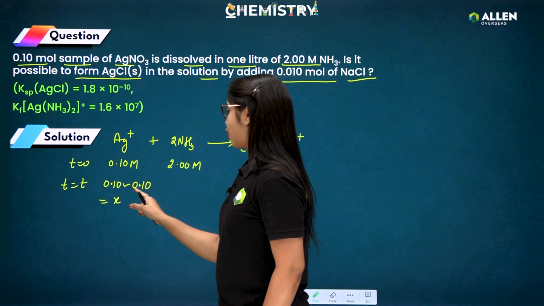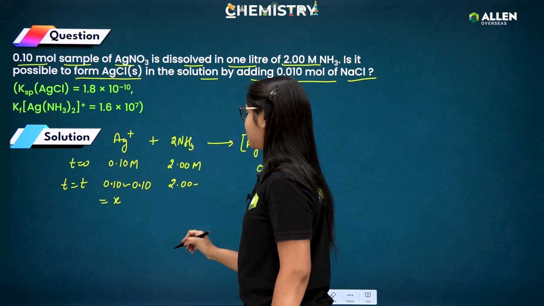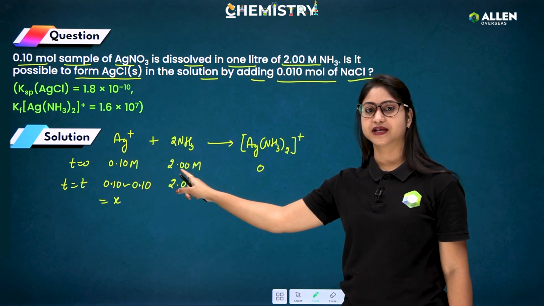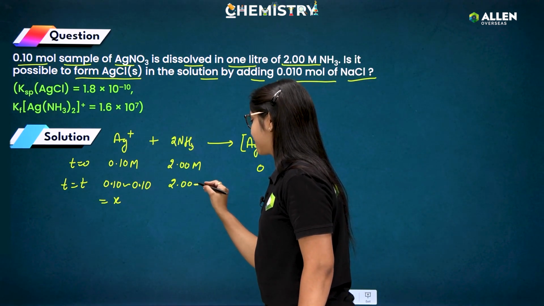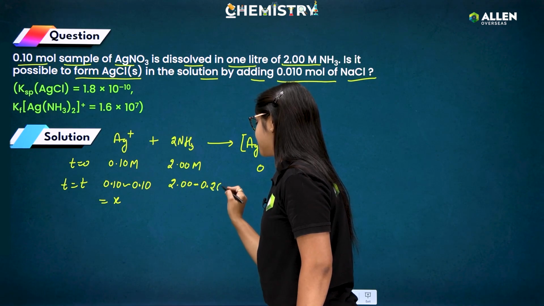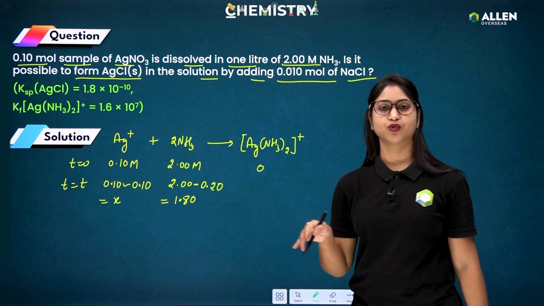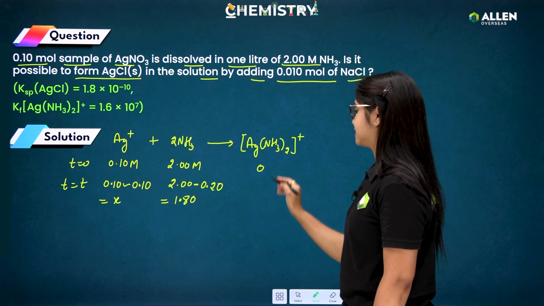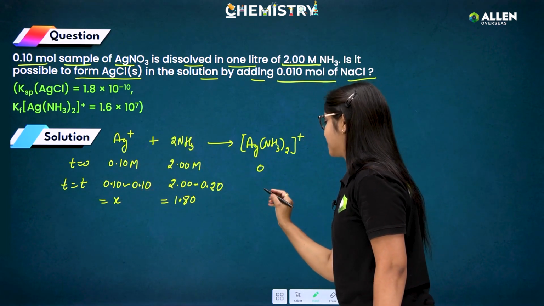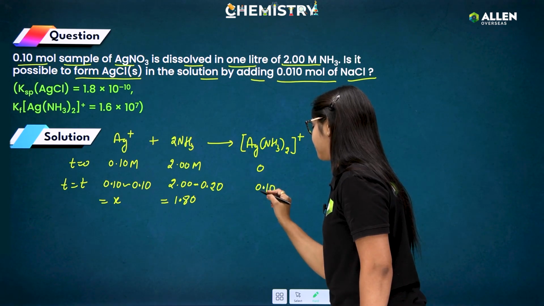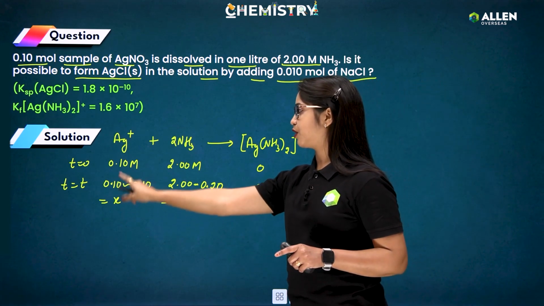And here, if almost all is reacting, for ammonia it will be 2.00 minus... for 1 mole of silver, 2 moles of ammonia are reacting. So for 0.10 moles, how many moles of ammonia will be reacting? Twice, that is 0.20. So 1.80 molar ammonia will be left, right? Now how much complex will be formed? For 1 mole of silver, 1 mole of complex. So for 0.10 mole, it will be 0.10 molar complex, right? So this is after the reaction, and we have X amount of Ag plus.